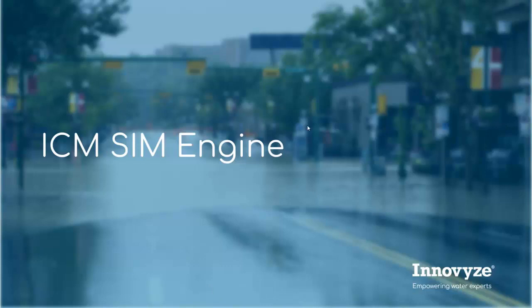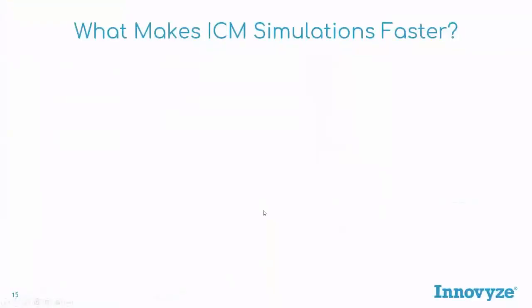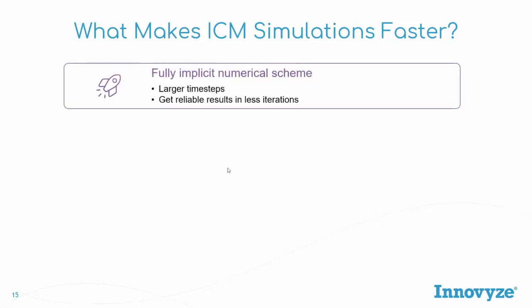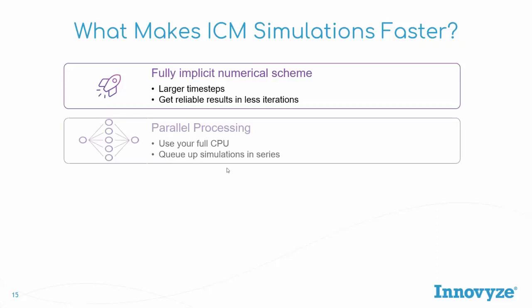Like Nathan was saying, the second pillar for this is the ICM simulation engine. So just briefly going over the things that really make ICM faster. Nathan mentioned that it's a proprietary scheme that goes into being able to use larger time steps essentially, and with that of course you're able to run simulations much faster and still get reliable results. Parallel processing, being able to queue up these simulations, being able to run multiple simulations using just one license and being able to utilize the full CPU.